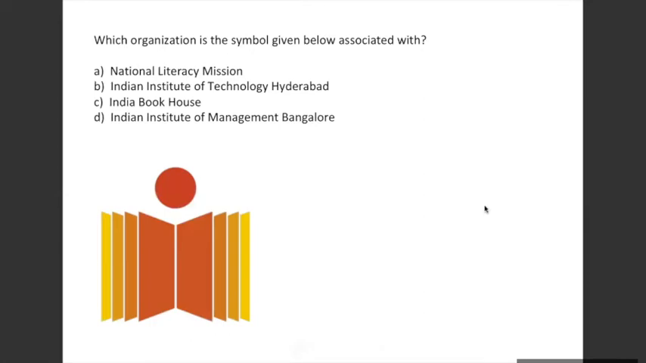Can you all please look at the logos of these four institutes? The correct option here is Indian Institute of Technology, Hyderabad. This logo is of IIT Hyderabad. But can you look at the logos of the other three institutes which are written here? Can you do a quick search, please?